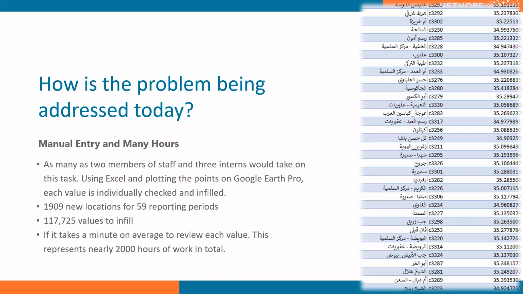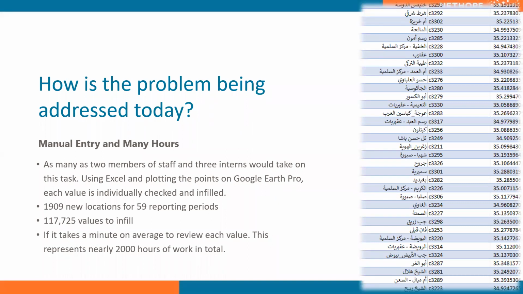And so for the 1,909 new locations for the 59 reporting periods at the time whenever we were attempting to accomplish this, we discovered that we had 117,725 values to infill across our entire data set. For those of you who are good at mental math, you'll realize that that doesn't add up, and that we should have fewer than that for the 1,909 new locations. However, we also discovered that there were many missing values within the original 5,771 locations as well. So we had a lot of work to do to update and standardize our areas of control location.